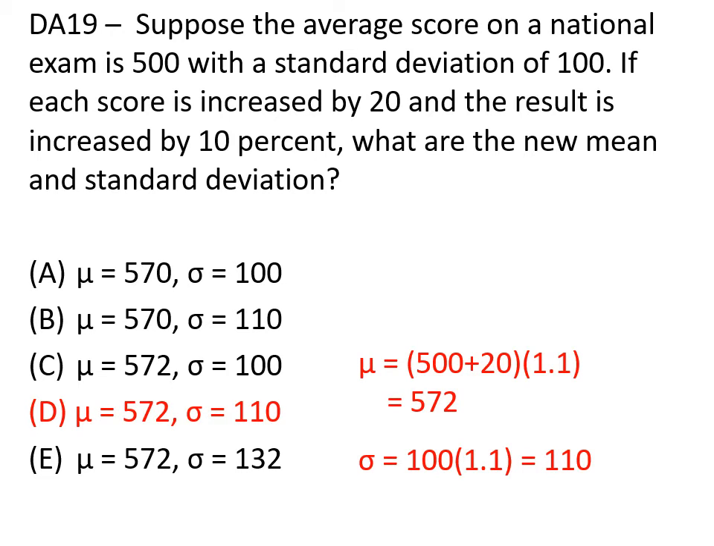Okay, so if you remember, the mean is affected by both adding the 20, but also is affected by multiplying by 10%. And so that's why it changes from 500 all the way up to 572. The standard deviation, however, remember, is not affected by increasing of 20, so we simply multiply by the 1.1 or 110%.